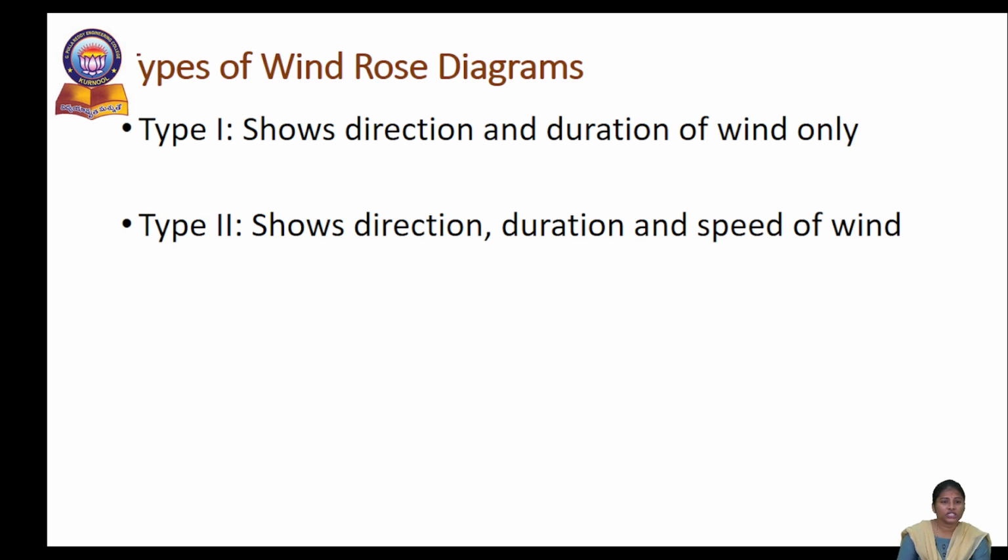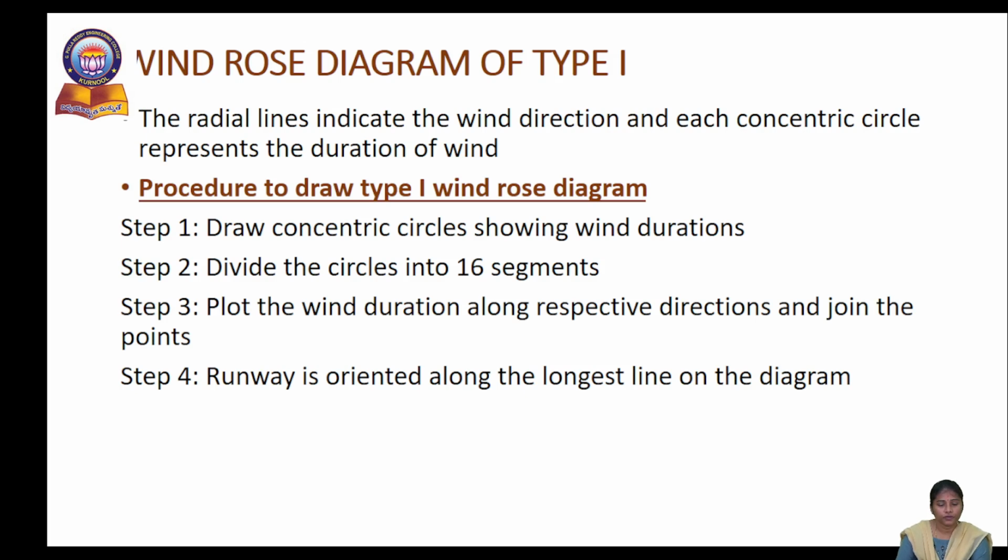In general we have mainly two types of windrose diagrams, type 1 and type 2. The windrose diagram of type 1 shows direction and duration of the wind only. The type 2 windrose diagram shows direction, duration and speed of the wind. So let us discuss the windrose diagram of type 1, and how to construct it.